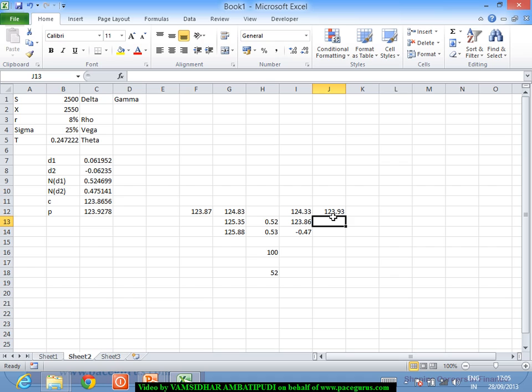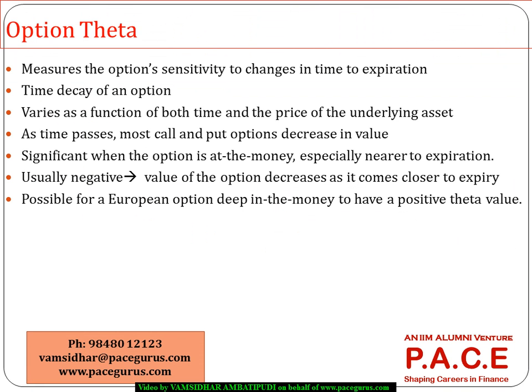So we have looked at it in our comparison: the closer I move towards maturity, keeping all the other items constant, the lesser will be the premium associated with the call option as well as the put option. Both the premiums will typically decrease. So that is where we are looking at the sensitivity of both the call option and the put option with respect to the time to expiration. We also call it the time decay of an option. As time passes, both call and put decrease in value.